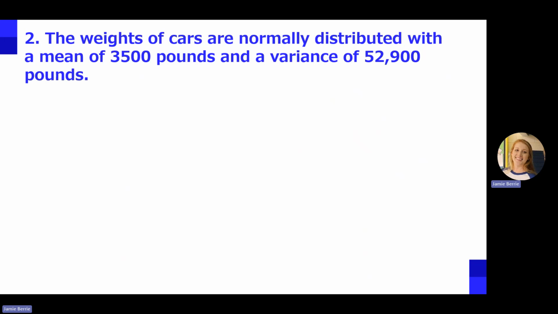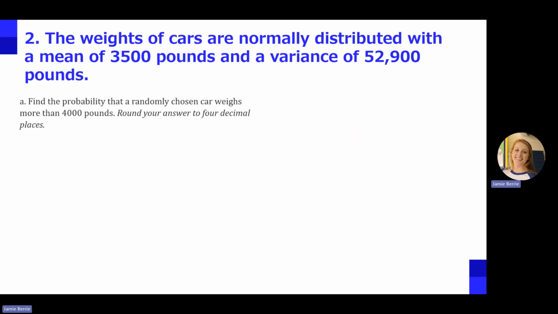It says the weights of cars are normally distributed with a mean of 3,500 pounds and a variance of 52,900 pounds. And the question is asking us to find the probability that a randomly chosen car weighs more than 4,000 pounds. All right, so there's our normal curve. Now, what's weird here is that they're telling you the variance, and our calculator is going to want the standard deviation.